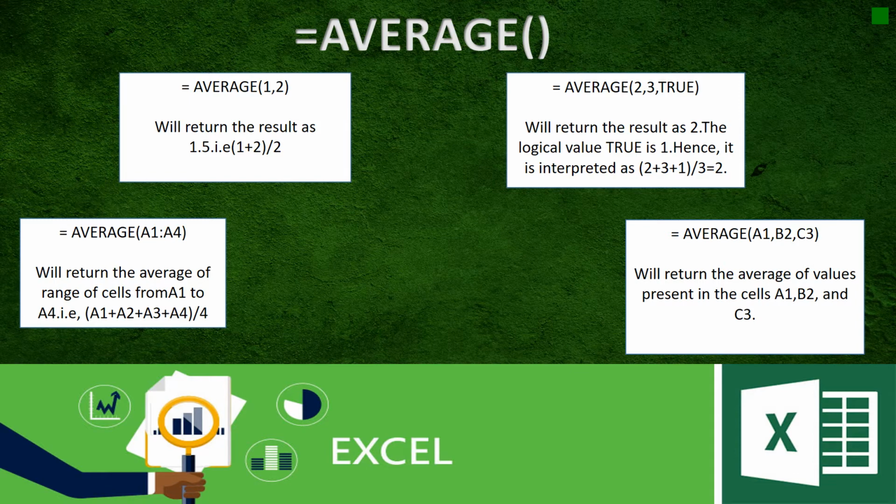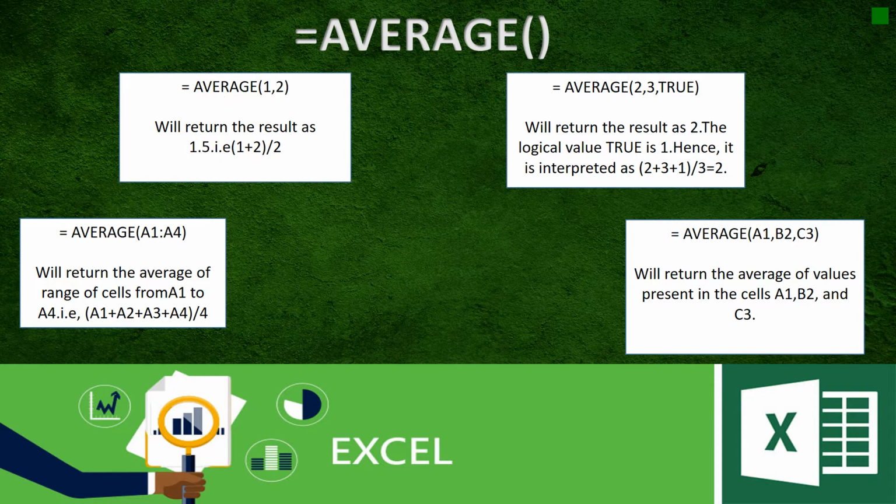Now next is the average function. It will return the average of the arguments. It can be a range of cells, simply numbers, or numbers along with cell references. Let's see here. I have given a few examples like the sum function. I have 4 examples with me. Look here, if I use the function average of 1 and 2, it will return 1.5 as an answer. Because we have to calculate its average, I will do 1 plus 2 and divide by 2. Next is 2, 3, then true.